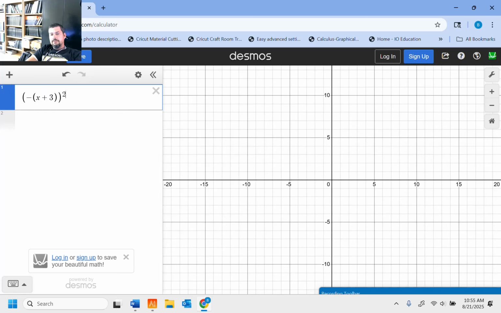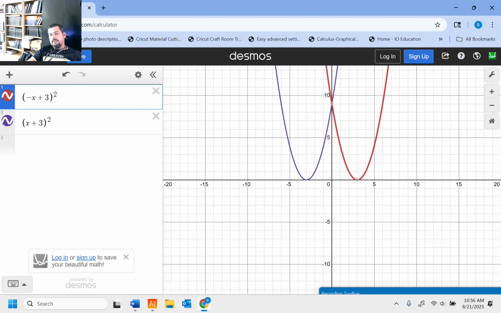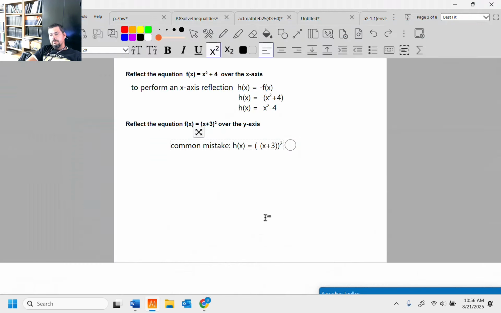Now what's happening here is we square the things, and suddenly that negative becomes a positive. Now, the original function was this. If I negate everything on the inside, I didn't accomplish anything. The thing looks exactly the same. So what you actually have to do is simply negate the x, and that causes the reflection on the y-axis. So, to perform a y-axis reflection, you simply negate x, and x only. You don't negate anything else, you just negate x.